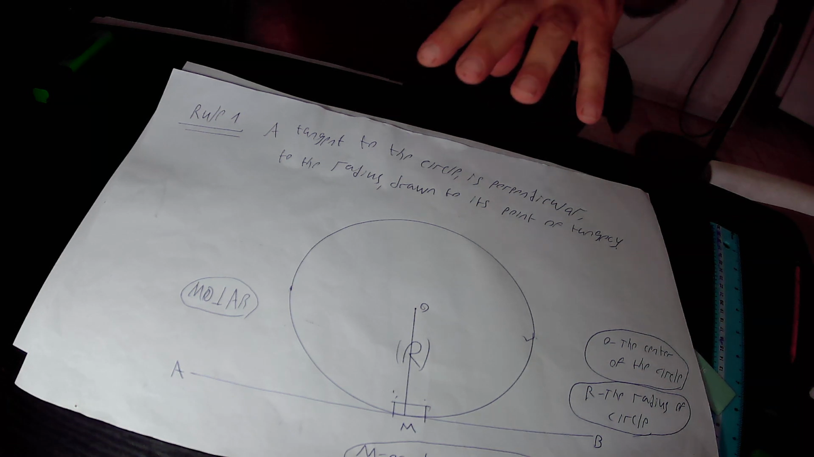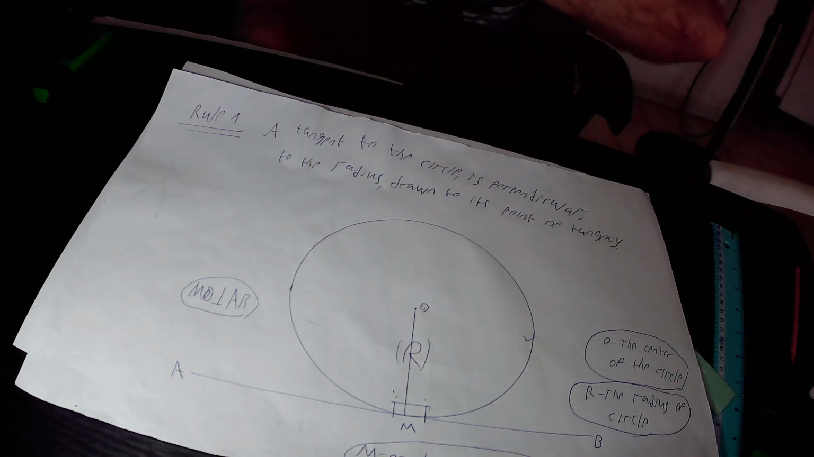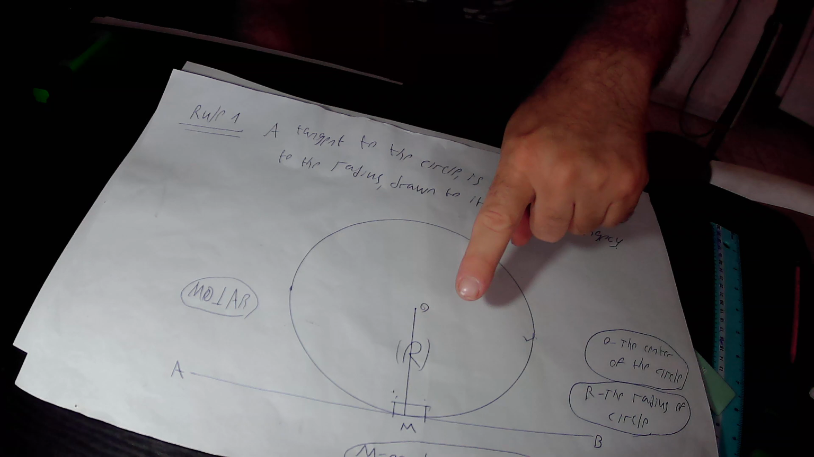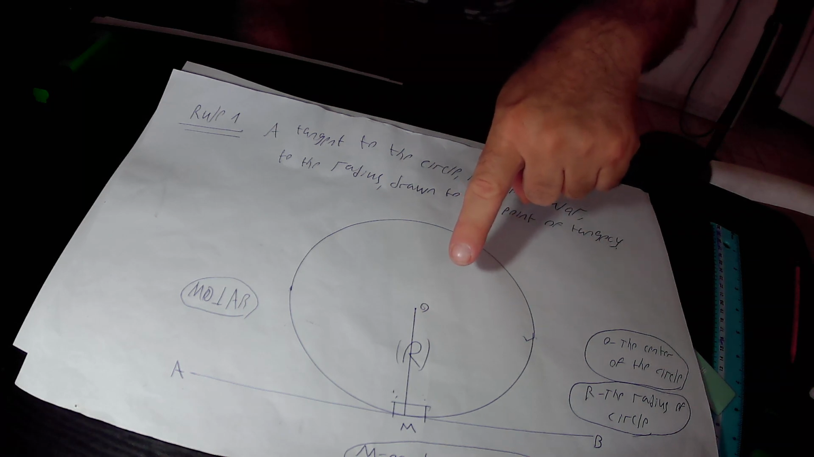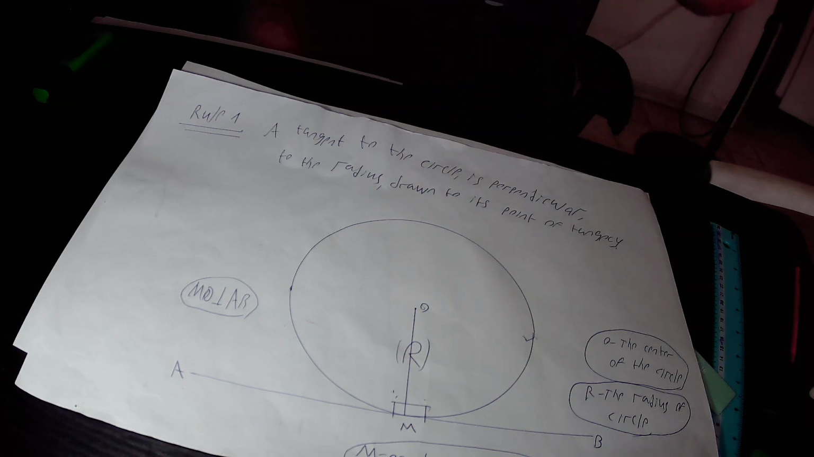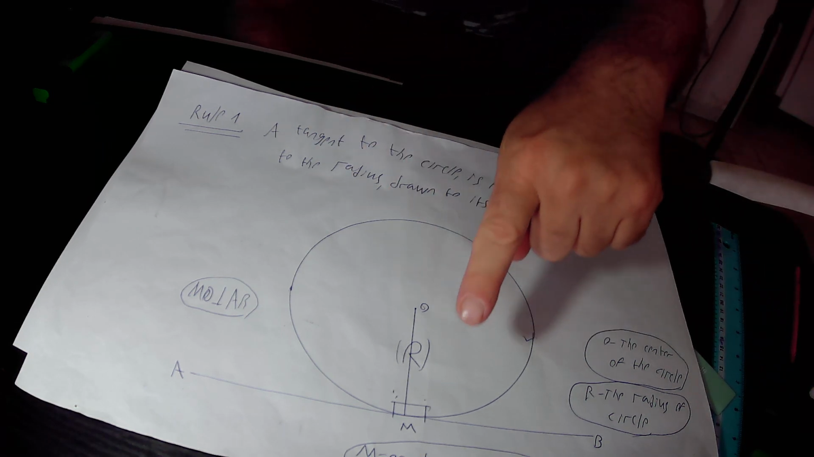So in the drawing we have a circle, and we have also tangent AB, that is tangent to this circle at this point M. We also have here the radius OM that is equal to R. The radius OM is drawn to point M, that is the point of tangency of tangent AB with this circle. And whenever you have a radius that is drawn to the point of tangency, then tangent AB will be perpendicular to the radius MO.